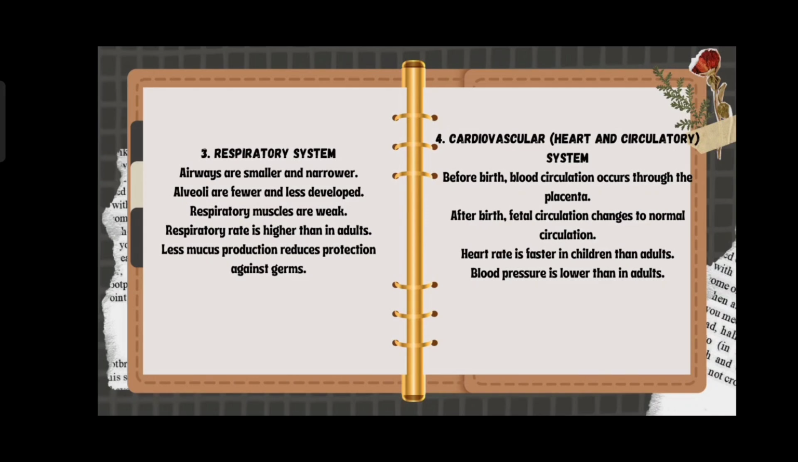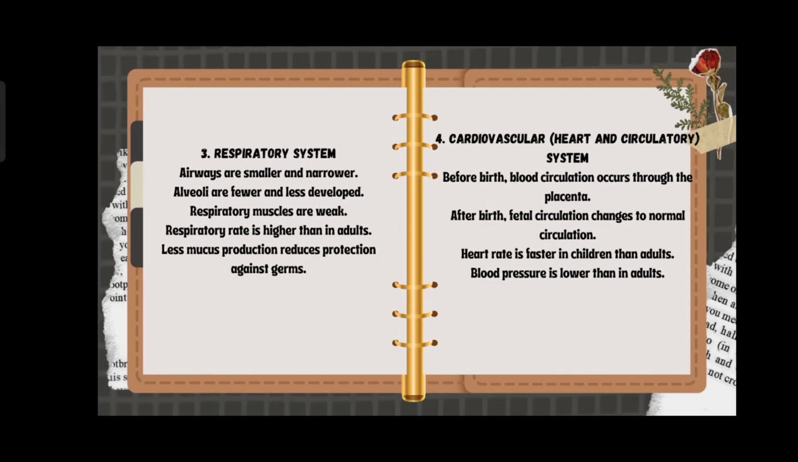Then the third one is the respiratory system. Under the respiratory system, their airways are smaller and narrower than the adult's. Their alveoli are fewer and less developed. Their respiratory muscles are very weak. Their respiratory rate is higher than the adult's, and they have less mucus production, which reduces the protection against germs or infection.